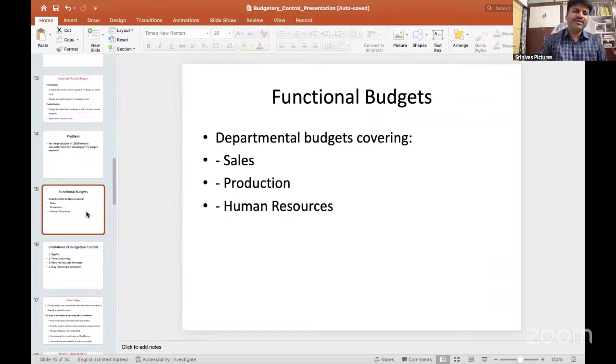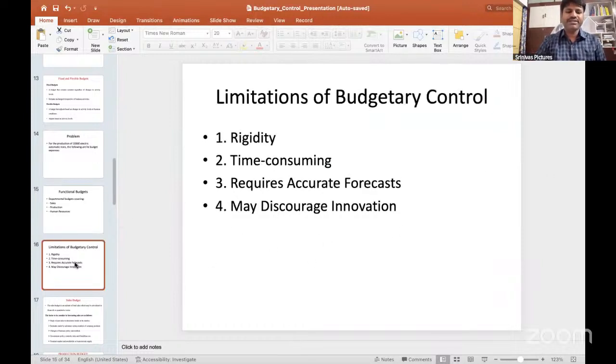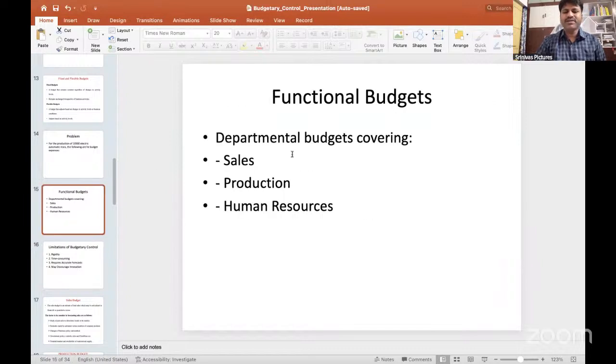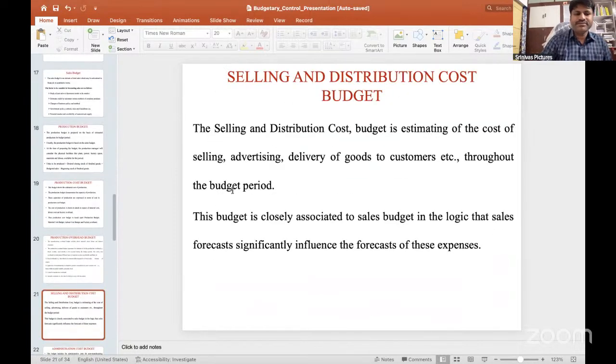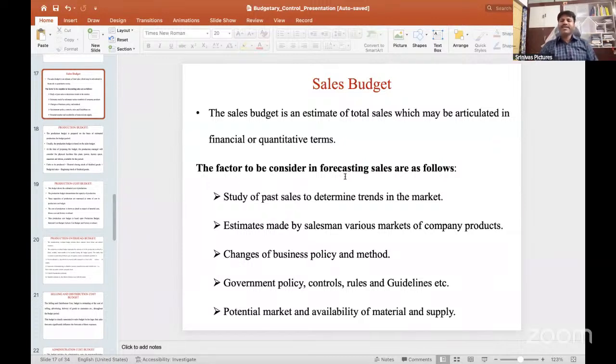Functional budget. Generally, what does functional budget mean? Departmental budgets, such as the sales budget and human resources budget, are all functional budgets. Functional budgets also include the purchase budget, sales budget, inventory budget and production budget. All of these will come under it, so let us discuss them one by one. First, I will explain the sales budget. What is the meaning of sales budget?